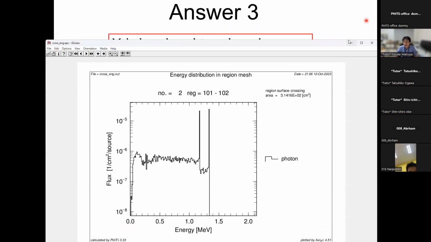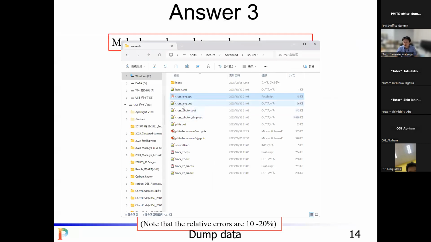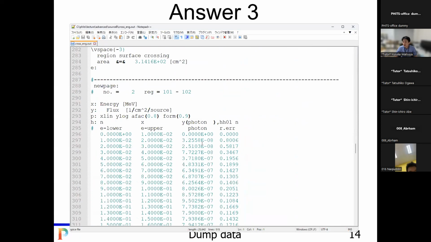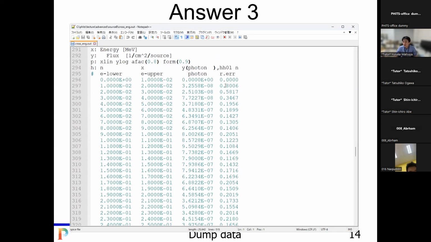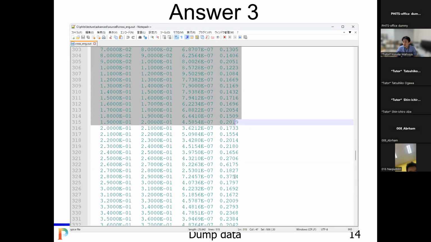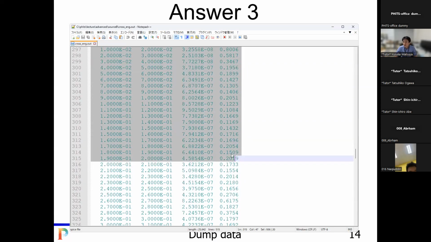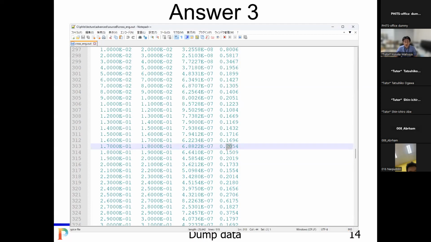To check the relative error, please open the cross_env.out file and go down to the second page, seeing these values. Checking this value, we can confirm the maximum relative error is about 20%. So this can be useful. This can be used as a source.